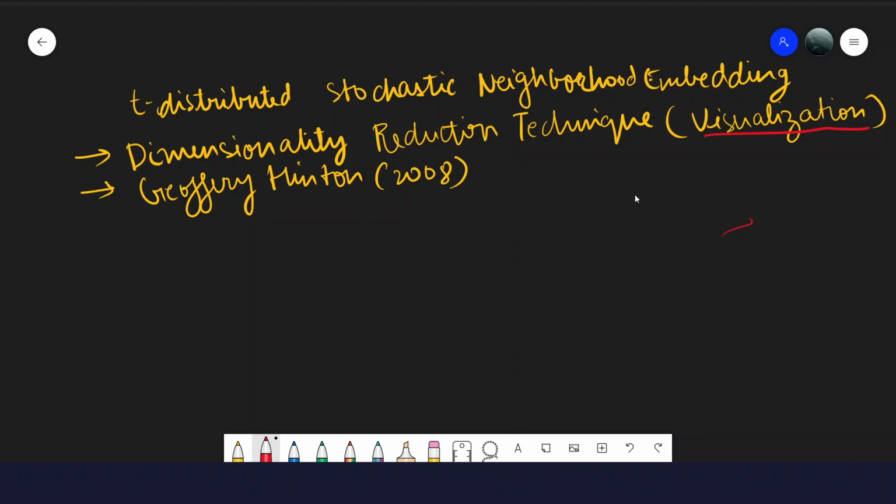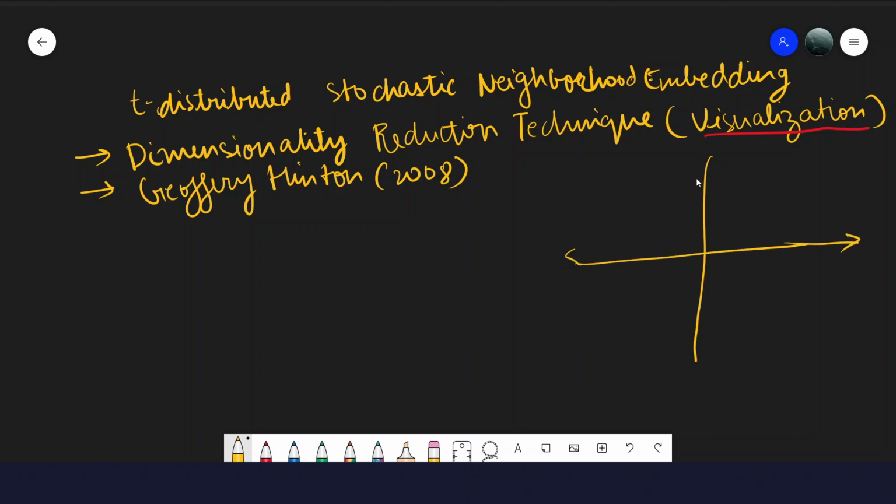I'll explain exactly what it does geometrically and intuitively, but I will not be covering the mathematics behind the technique in this video, because there's a lot of ground to cover in probability and stats, and I'll probably cover all of that in different videos before I delve into the mathematics behind t-SNE. t-SNE was discovered by Geoffrey Hinton, the godfather of artificial intelligence, in 2008 at the University of Toronto. I'll try to explain what it does and the advantages it has over PCA.